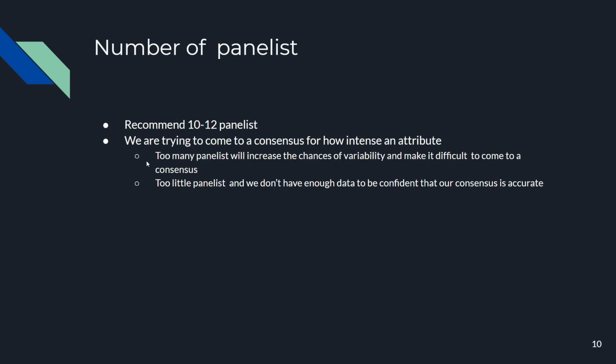For the line scale technique, we will be using 10 to 12 trained panelists. The number of panelists in this method is a lot smaller compared to the other sensory tests because we are trying to come to a consensus for how intense an attribute is. If too many panelists are used, it will increase the variance in our data and it makes it difficult to come to a consensus. But if too few panelists are used, then we don't have enough data to be confident that our consensus is accurate.